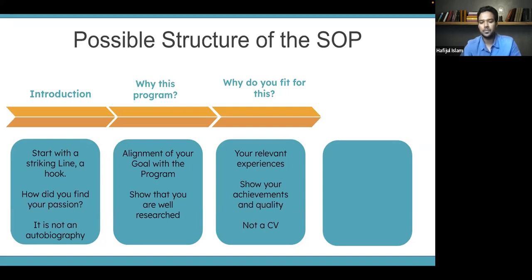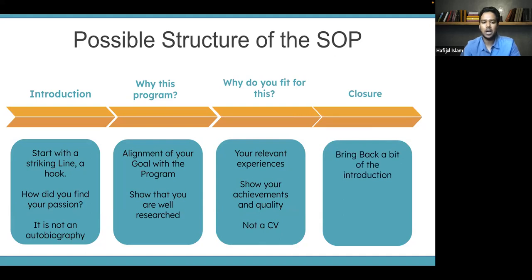And at last, we will finish with the closer, and we will bring back the same kind of things we were talking about in the introduction. We will not reiterate, but in a paraphrasing way, we'll say the same thing, right? And probably you can talk about your future goal, that you want to be a professor, or you want to build something new, something like that.